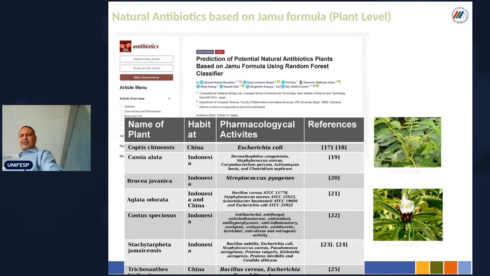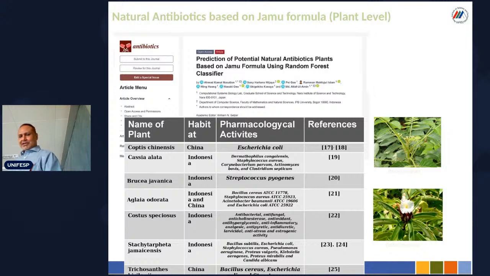For example, this plant can fight E. coli infection, and this can fight another bacteria. You can say this plant can fight this infection. We found these references about this. So these are what we determined using only the JAMA formula, and we find support in the literature for our findings.